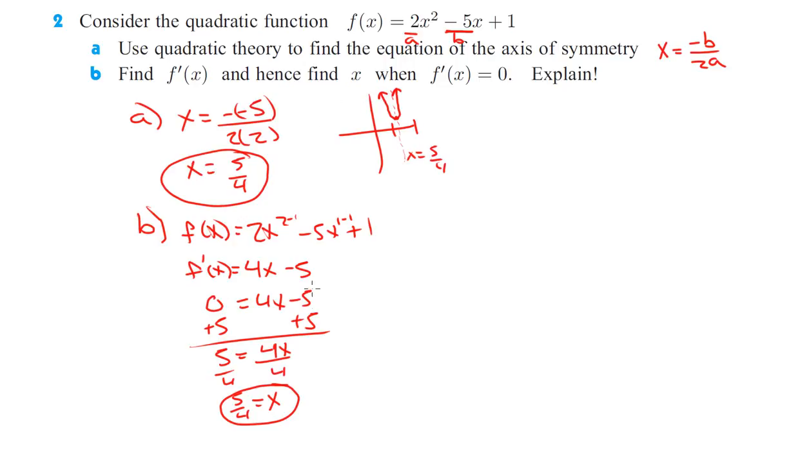So it says explain, right? So what we figured out is that when we take the derivative and set the derivative equal to 0, that means the slope of the tangent is 0, so that's a horizontal line. So look, the only horizontal tangent is going to be right here, right where it hits the vertex. So we know that the tangent has to be right there at the vertex, at the turning point. So that's 5/4, which is our axis of symmetry as well. All right? Okay, that's number 2.